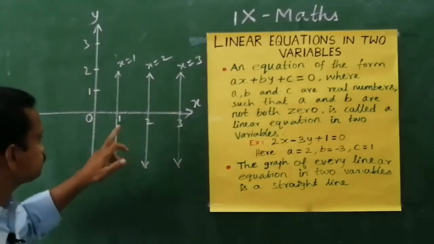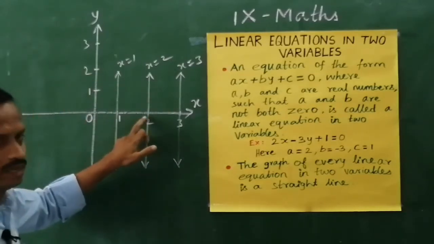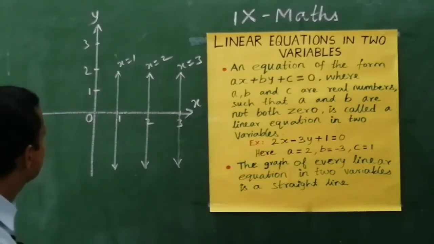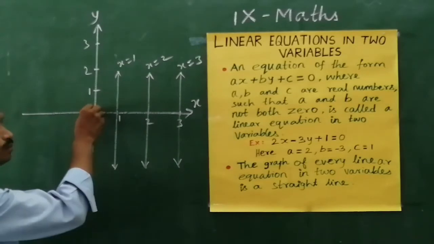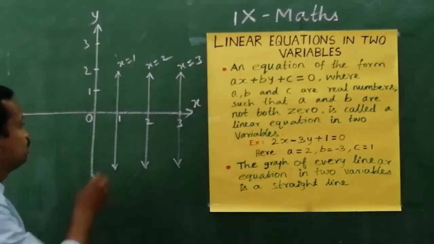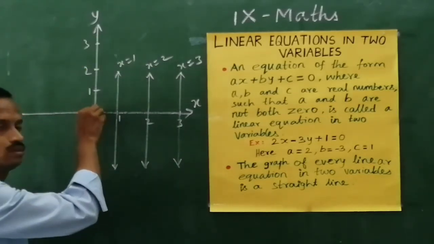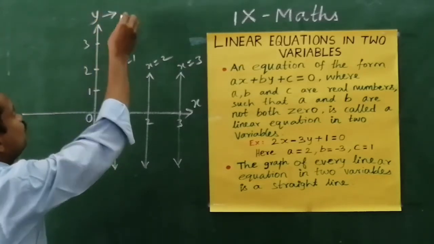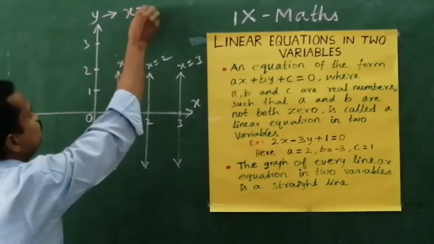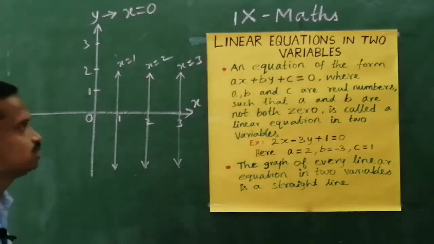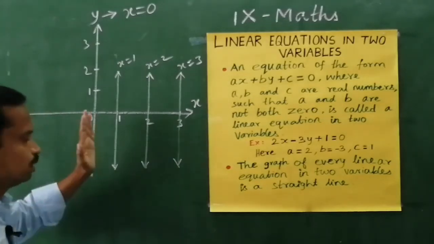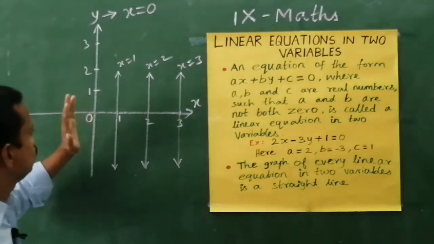Am I right? This line represents x equals 1, this line represents x equals 2, this line represents x equals 3. But what about this line? Nothing but the y axis, no? Here, what is x? 0. So, the equation of the y axis is x equals 0. So, the y axis equation is nothing but x equals 0. So, I think you now understand well.